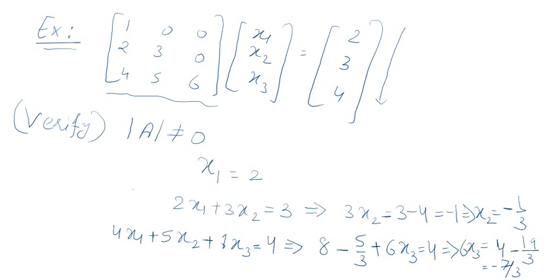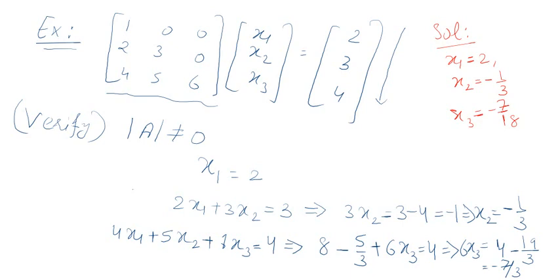So x3 is equal to x3. So what will be the solution here? If I wish to write the solution explicitly, x1 is equal to 2, x2 is equal to minus 1 by 3, x3 is equal to minus 7 by 18.